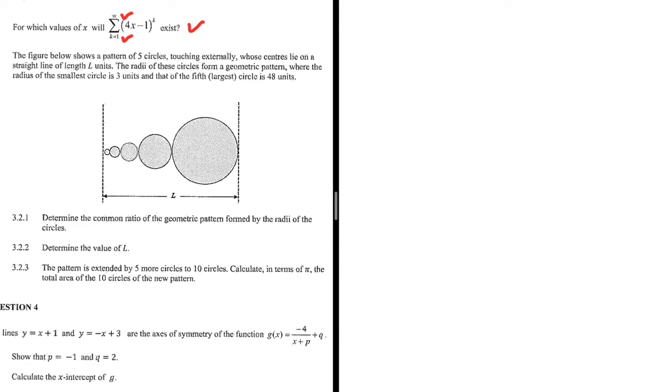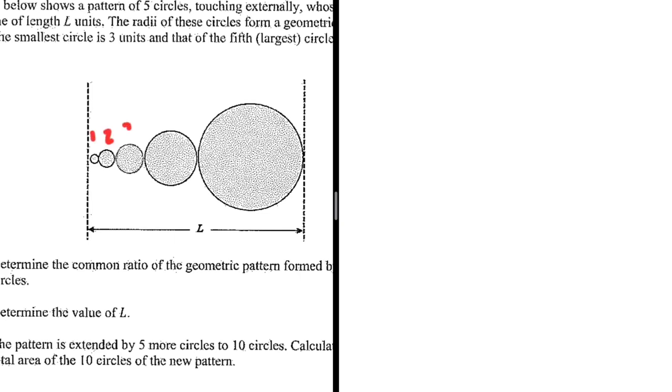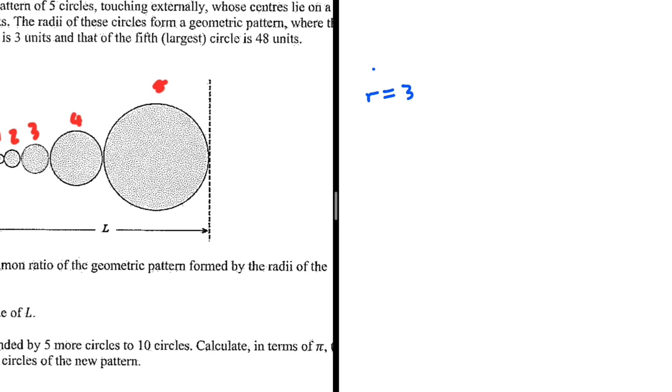So for the first circle, let's say we have circles 1, 2, 3, 4, 5. Let me zoom in. So that is T1, T2, T3, T4, T5. The radius of the first circle is 3 units, and that of the fifth, the largest circle, is 48 units. Let's take the radii as our terms. If we do that, we see that T1 is equal to 3 and the fifth circle, T5, is equal to 48.